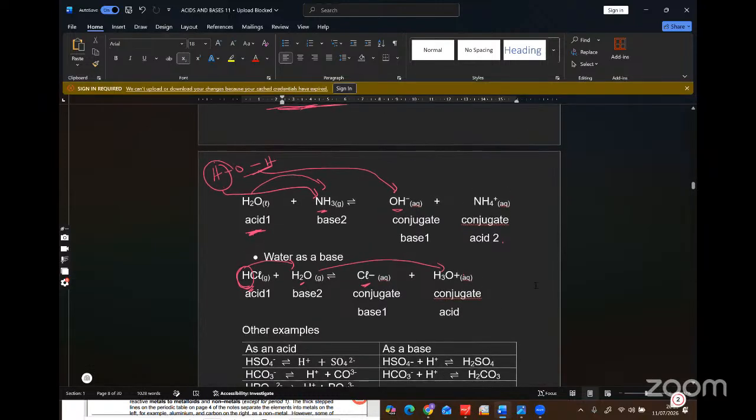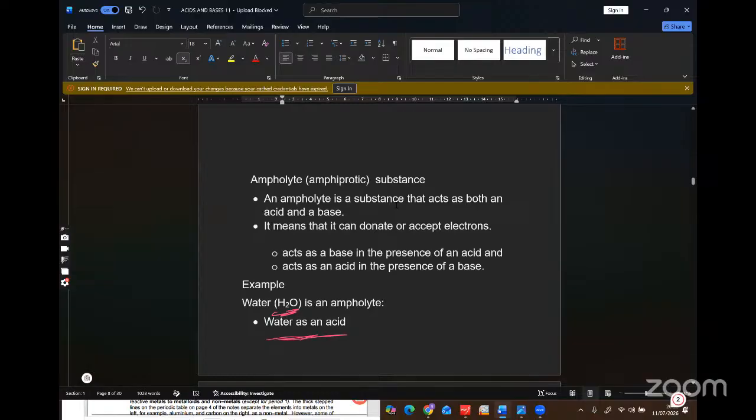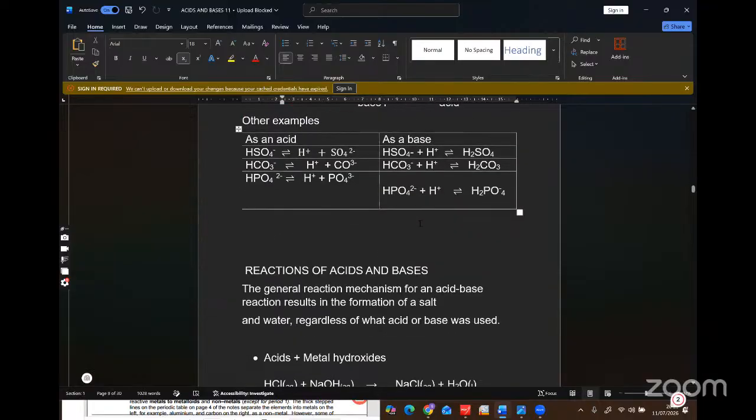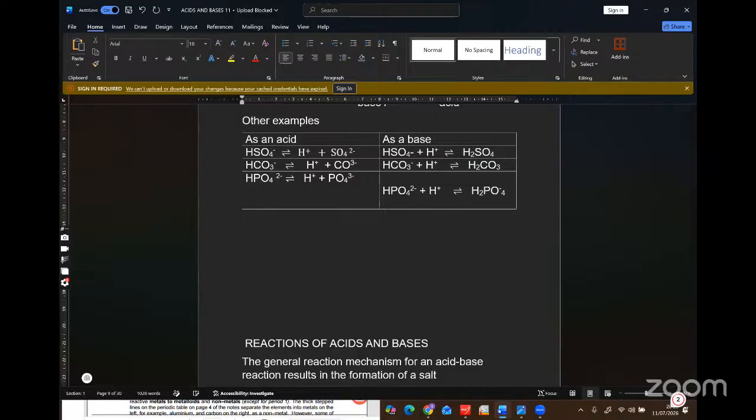So water is an example of an ampholyte or amphiprotic substance. But water is not the only one. These are other examples. Now, let me give you a clue. When they ask you to list any amphiprotic substance, or an ampholyte, this is the clue. Always look for water. Water is always a constant example. Okay, so I'm giving that away.